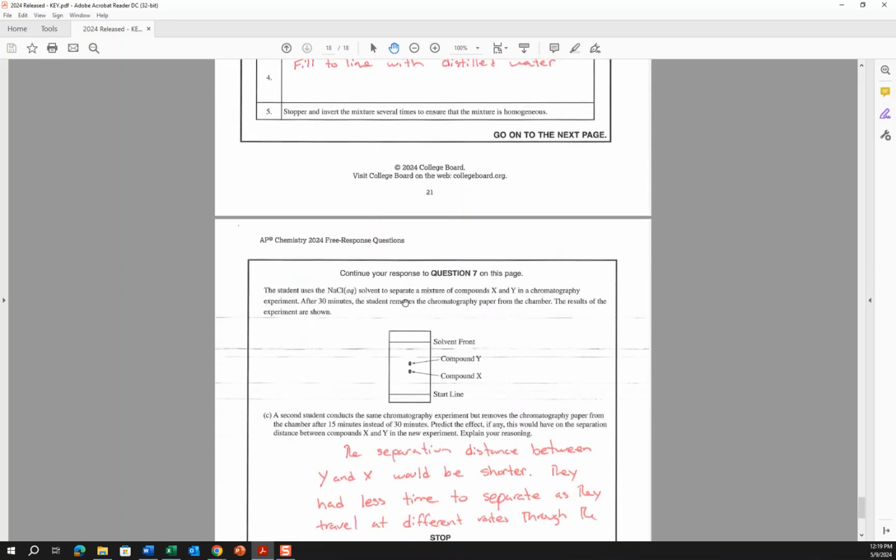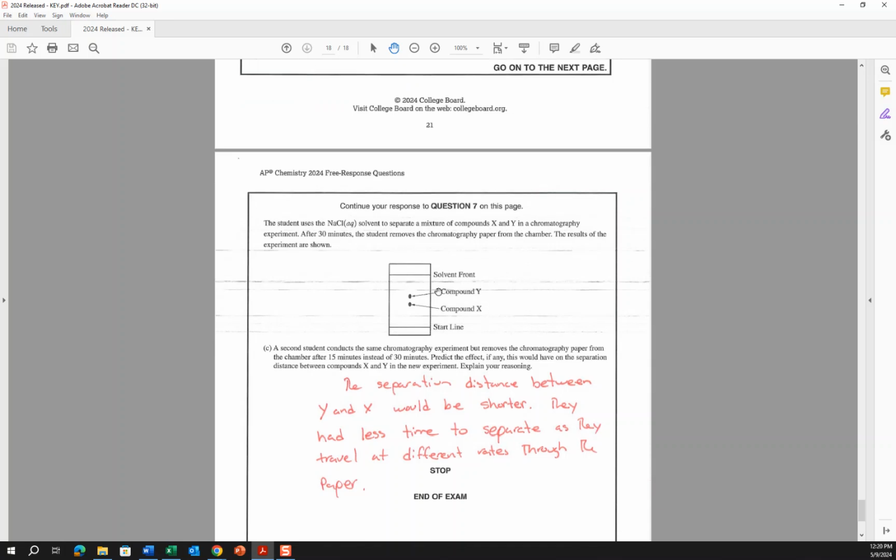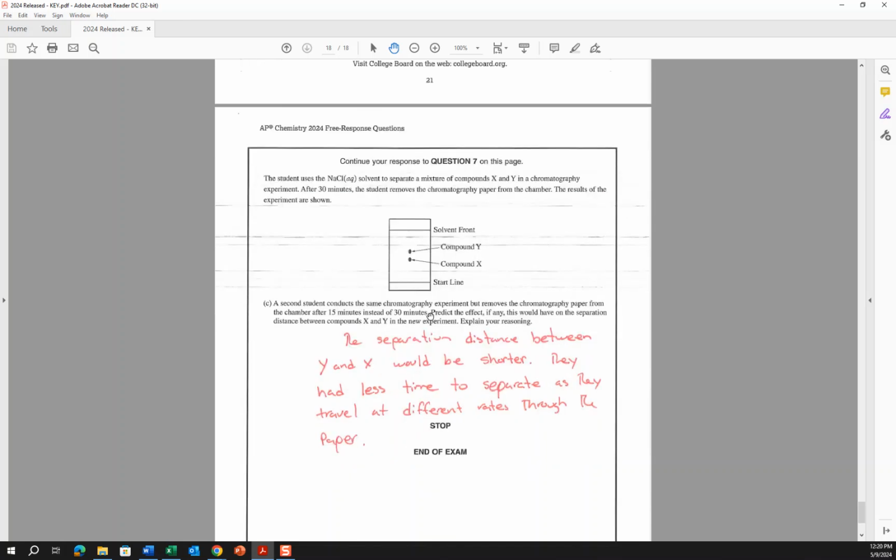Okay. And then, hey, we just talked chromatography. So what are the odds? But anyway, this really had nothing to do with chromatography, and it was more just like, if things are traveling at the same rate and you give them less time to separate, they wouldn't be as separated. That's essentially what it comes down to.